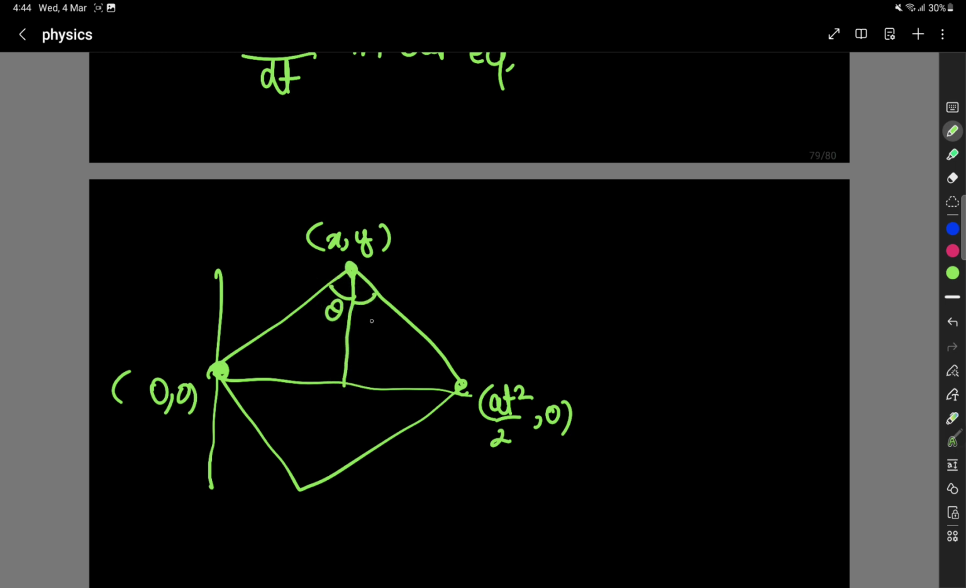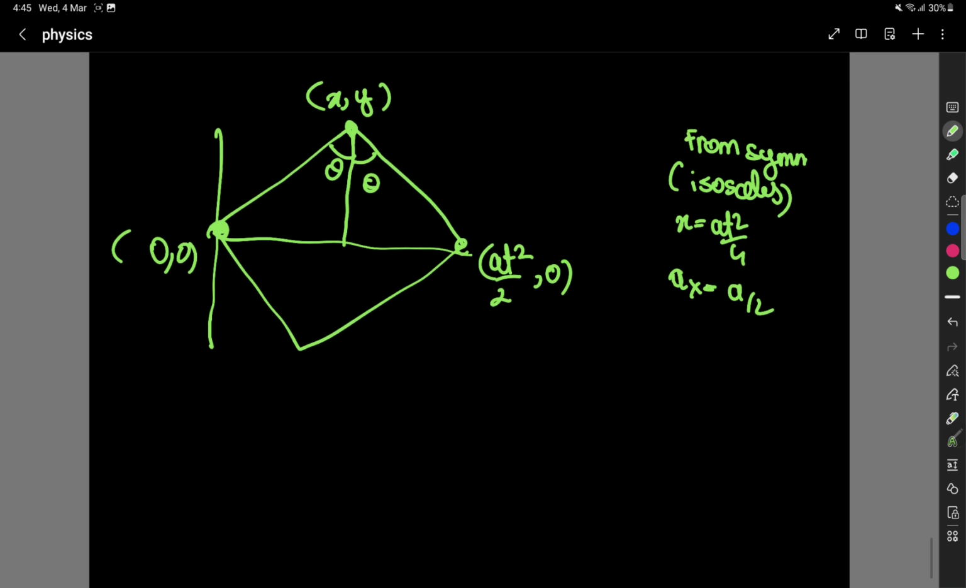Clearly from symmetry, because this angle theta is isosceles, x is equal to at square by 2. This is very much simple, I guess. So x is equal to at square by 4. So acceleration along x direction will be a by 2. I think that's far enough.